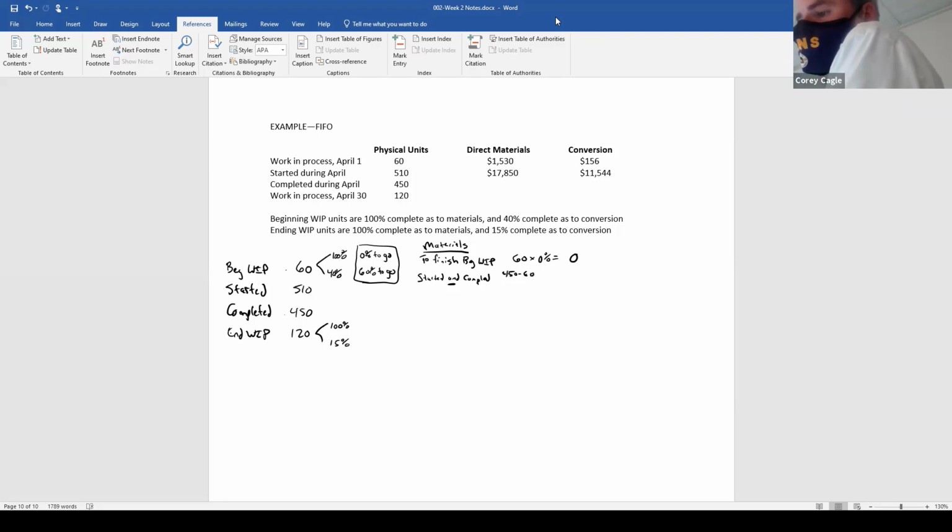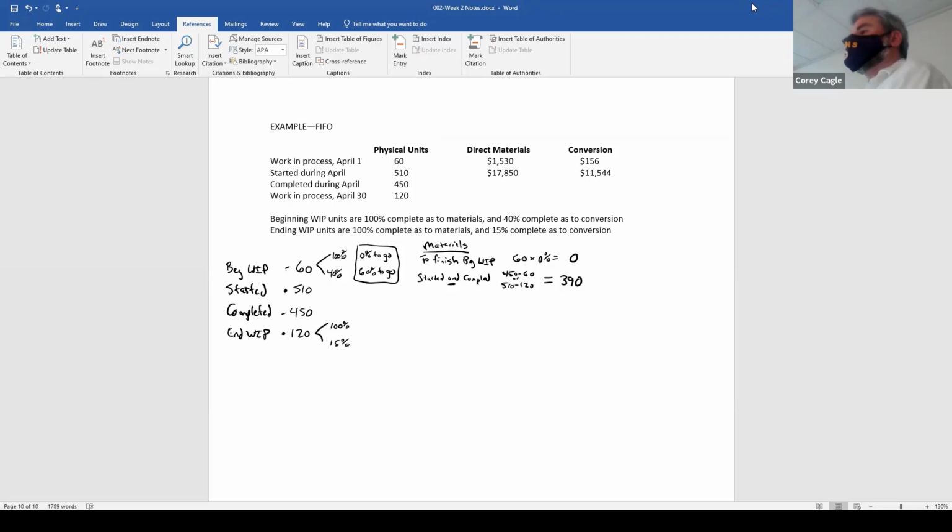Or you could say, I started 510 units, but didn't finish 120 of those. Give you the same number. So this minus this, or this minus this, however you want to do it. So 450 minus 60 is 390. 510 minus 120 is also 390. However you want to do it.